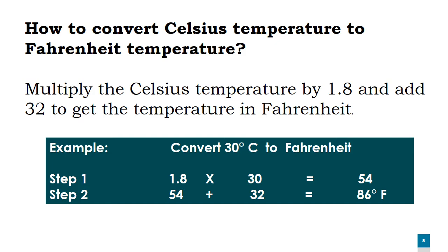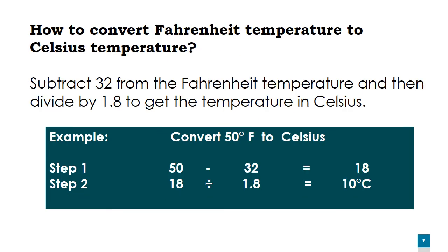So here is an example. Take 30 degrees Celsius. We need to convert it to Fahrenheit. Step 1, 1.8 into 30, you get 54. Second one, you add it with 32. So we get 86 degrees Fahrenheit. Did you understand, children?